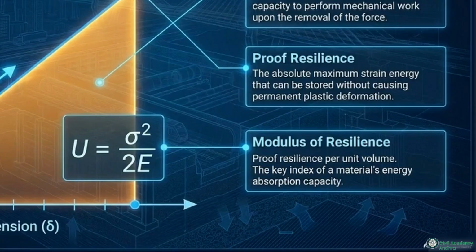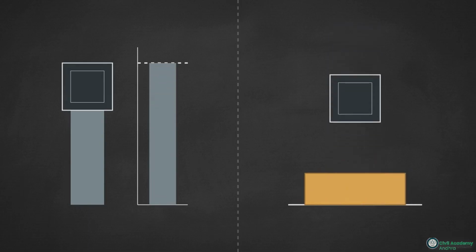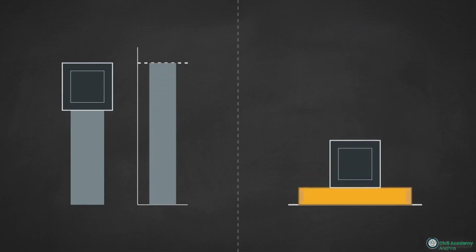To compare different materials, engineers use the formula block shown here to calculate the modulus of resilience. We define this by dividing the proof resilience by the total volume of the body, yielding the formula sigma squared over 2E. Yield strength only tells you how much static force a material resists. The modulus of resilience determines its true capacity to absorb dynamic physical shocks.